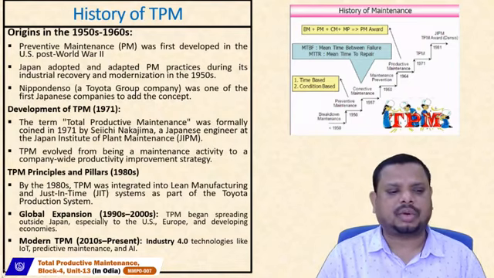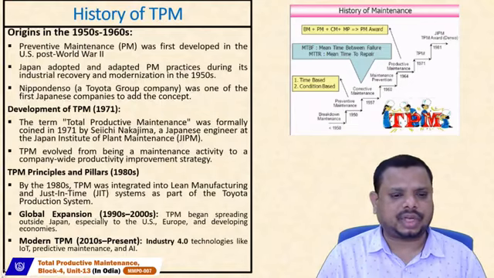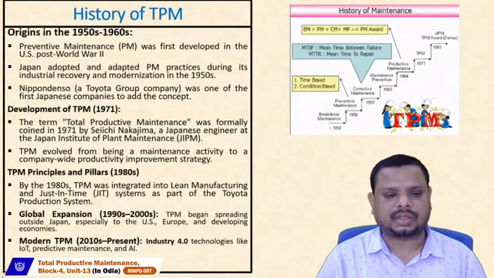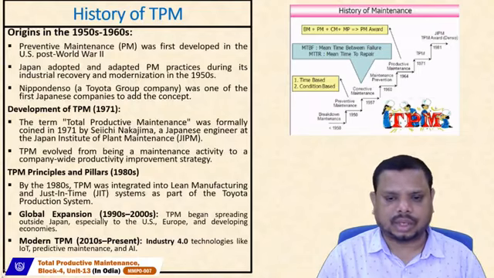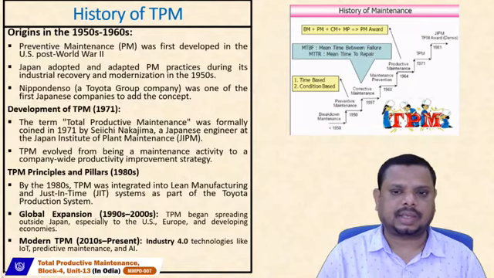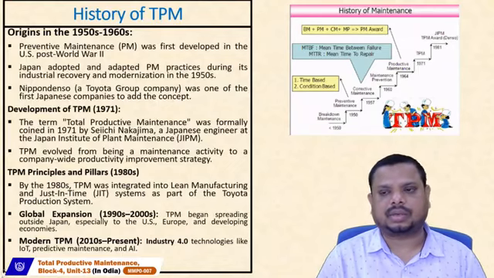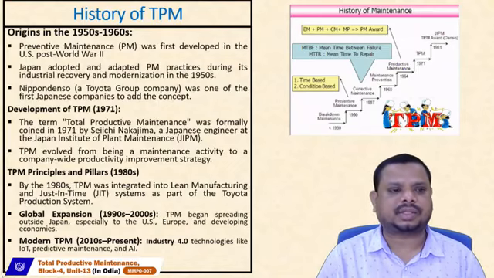Then the principles and pillars were established during the 1980s, and this philosophy and concept went through global expansion from 1990 to the 2000s, and modern total productive maintenance was introduced from 2010 to the present, specially designed for Industry 4.0. So let's understand the first one, the origin during the 1950s to 1960s.